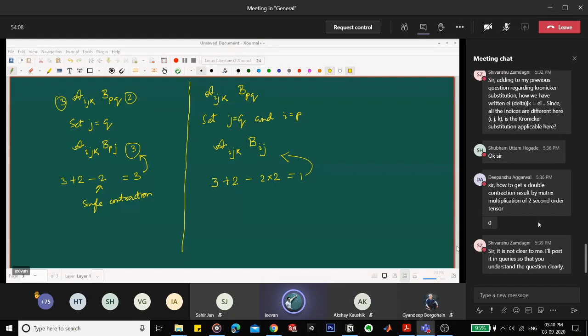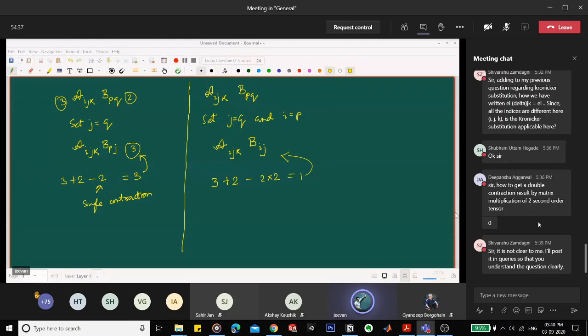So Shivanshu is asking, sir, it is not clear to me. I'll post it in query so that you can understand. Yes, okay, all right, sure. So let us go back to some of the questions which we have skipped. I had requested Iftikhar Alam, if I remember correctly, to post his specific question in the mathematical preliminaries. So we'll try to resolve that there. What else have I asked to post in the mathematical preliminaries?